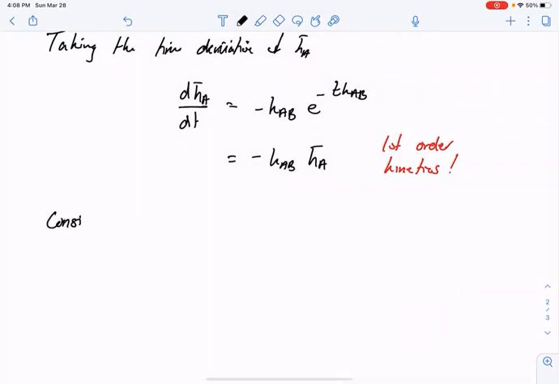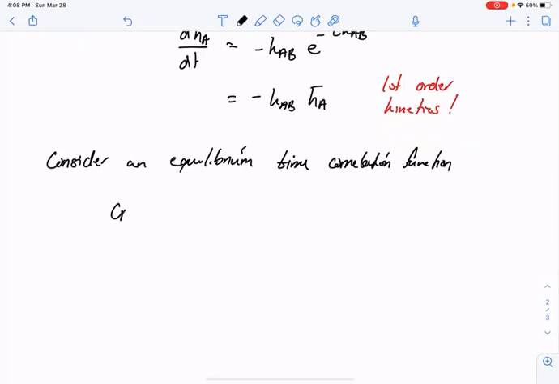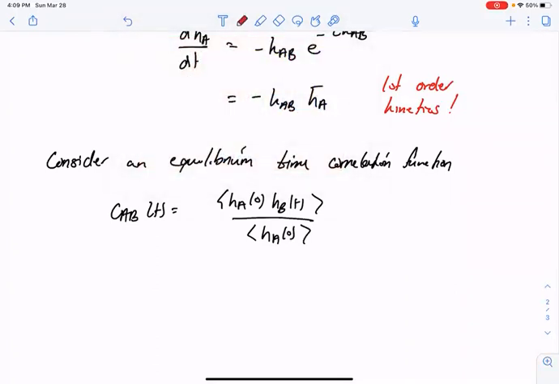So let's consider an equilibrium time correlation function C_AB, which is equal to the average of h_A at 0 times h_B at t, divided by the average of h_A at 0. All right, so what are these h_A and h_B? These are indicator functions.